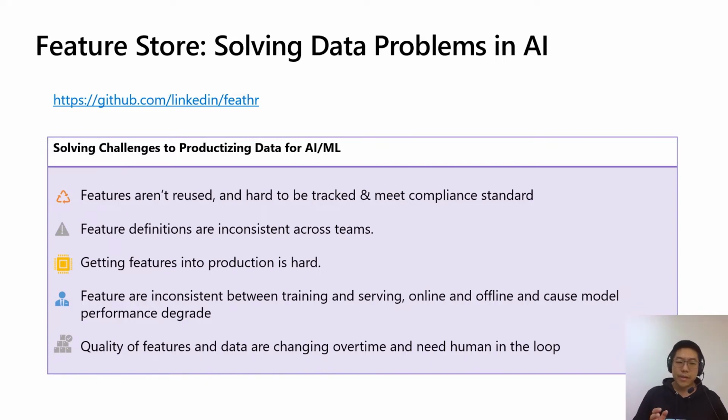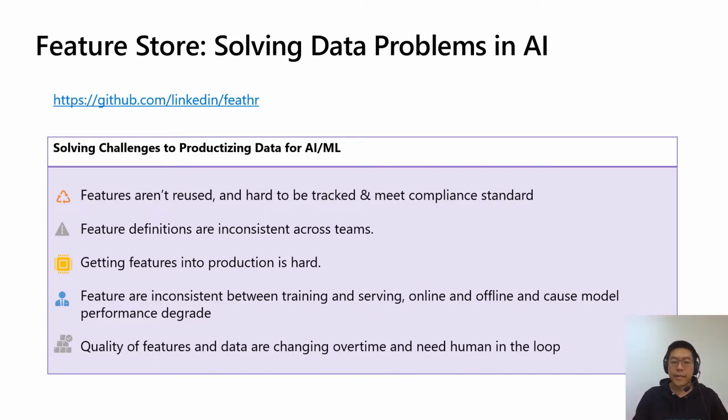The first one being that the features are not reused, and it's really hard to track them and meet compliance standards. The second one being that the feature definitions are inconsistent across different teams. For example, you have one team that has a column called UID, another team called user ID, and a third team called profile ID. And it's really hard to standardize them across different companies and across different orgs.